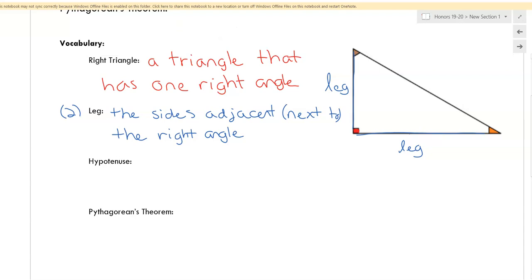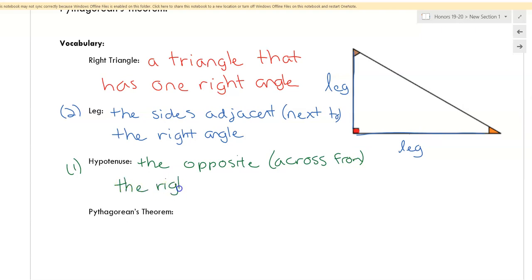And our hypotenuse, we have one of those, and it is the side opposite, or across from, the right angle. So this is our hypotenuse.